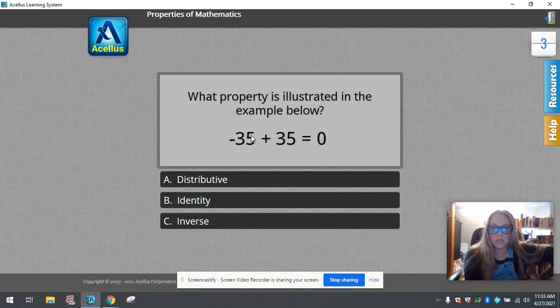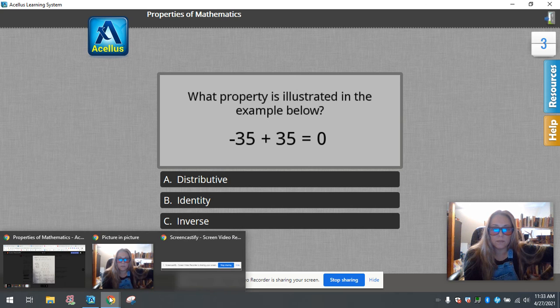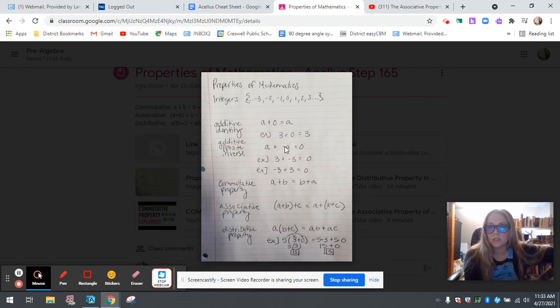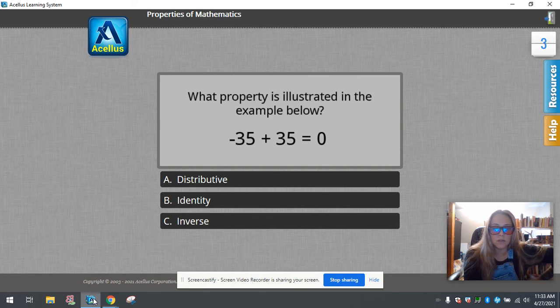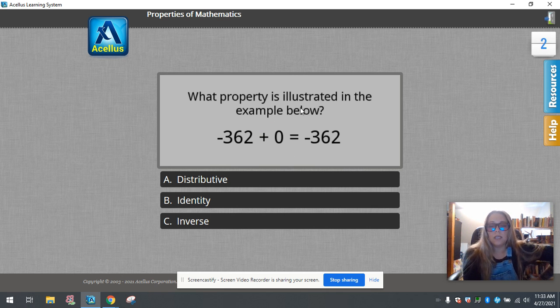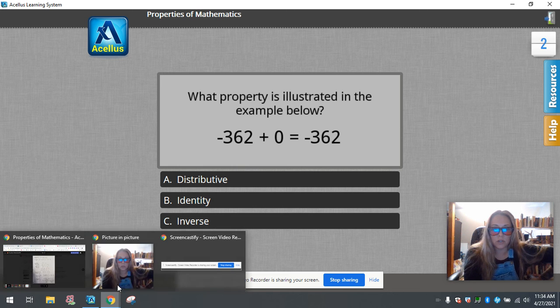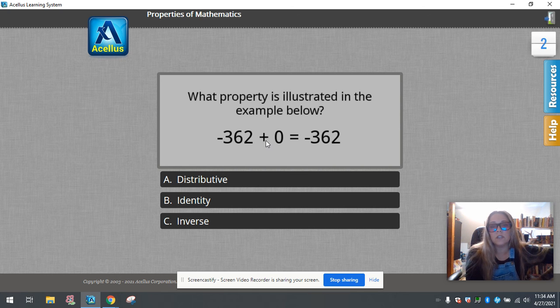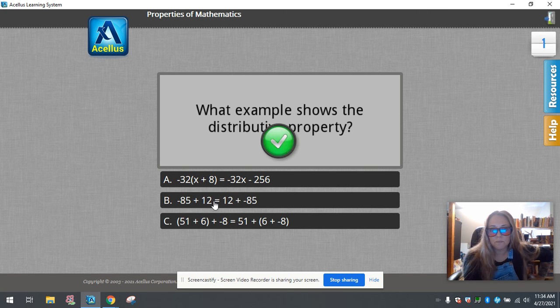What property is illustrated? We've got negative 35 plus 35. So if we look at our notes and we try to find one that looks like this, it looks like the additive opposite inverse, so inverse. What property? This one, we're not adding the inverses together, so it's not the inverse. If we look at our notes, we have some number plus 0 is that number. In this case, we have negative 362 plus 0 is negative 362. That's the identity property.